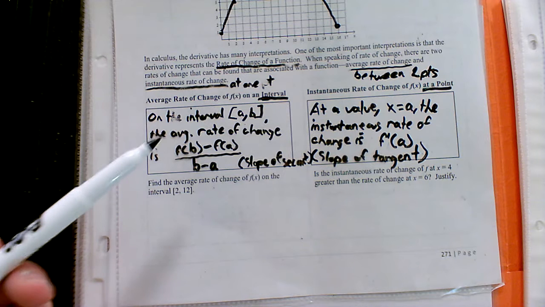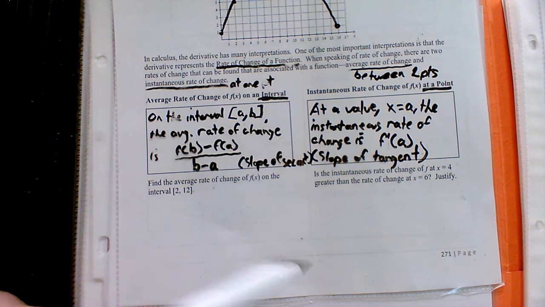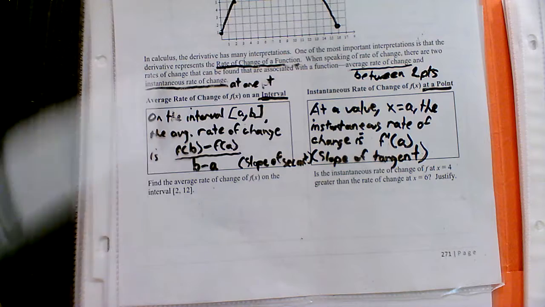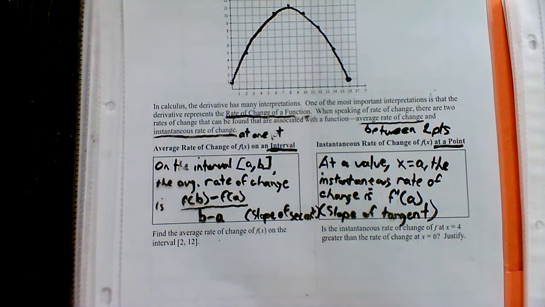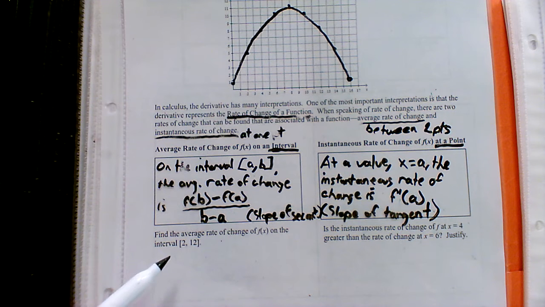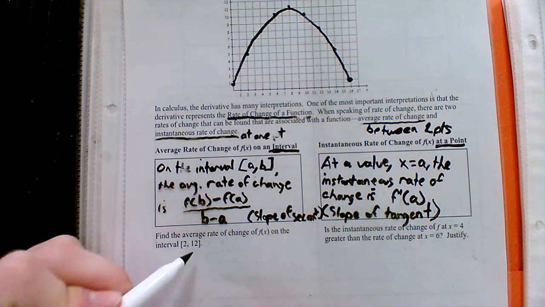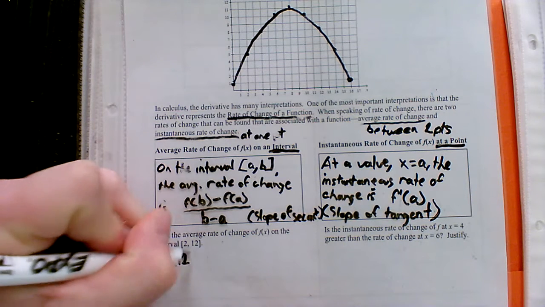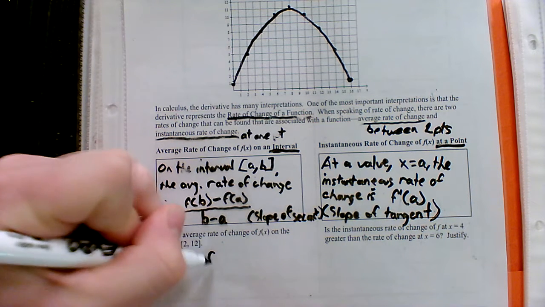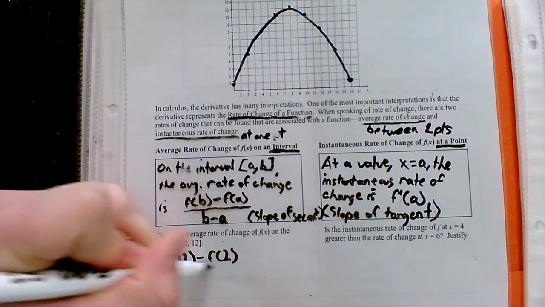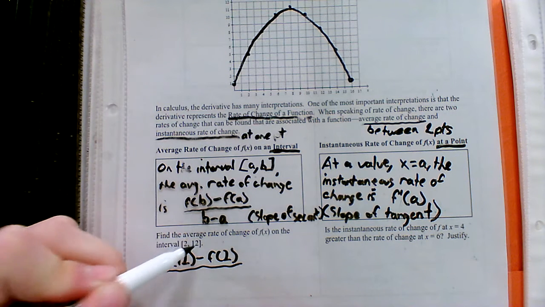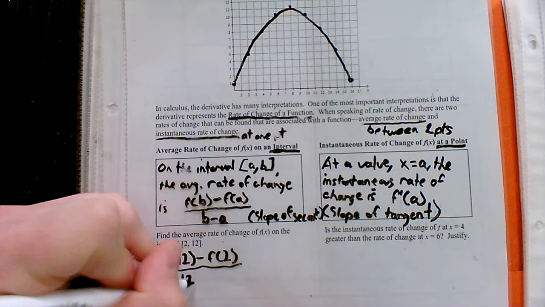Alright, so we're going to use these definitions to apply them to the bottom 2 problems, and these bottom 2 problems are referring to that graph that we drew up above. So we want to find the average rate of change of f of x on the interval 2, 12. So they have given us an interval, and we know its average rate of change, so we have to use 2 points. So if we use the formula f of b, that would be the 12, so f of 12 minus f of 2 divided by b minus a. Well, b is 12, a is 2. 12 minus 2.